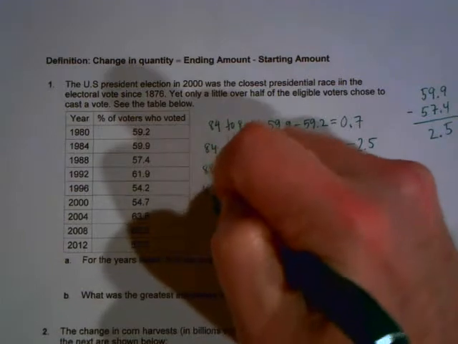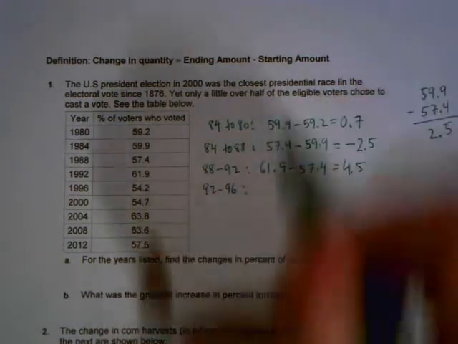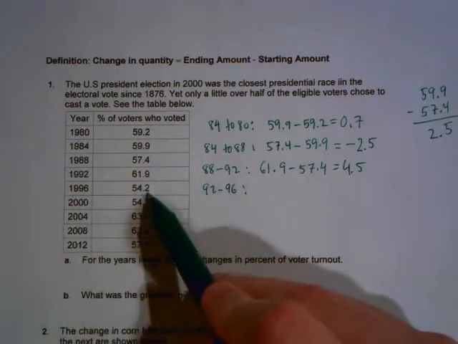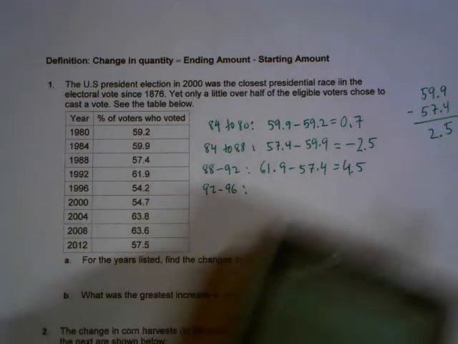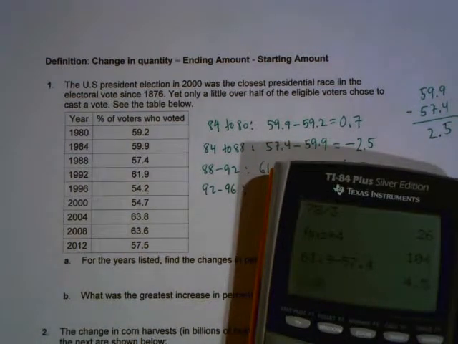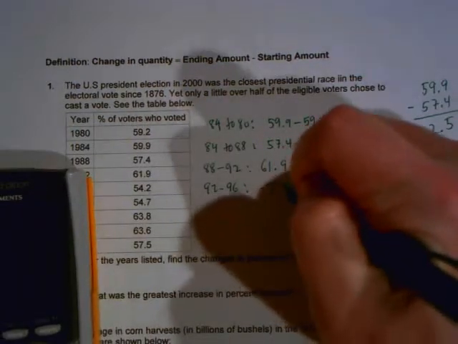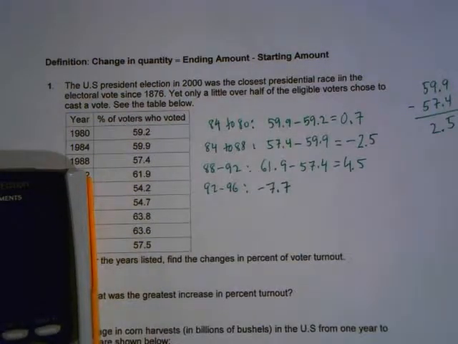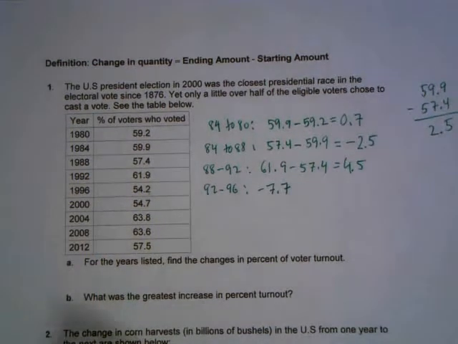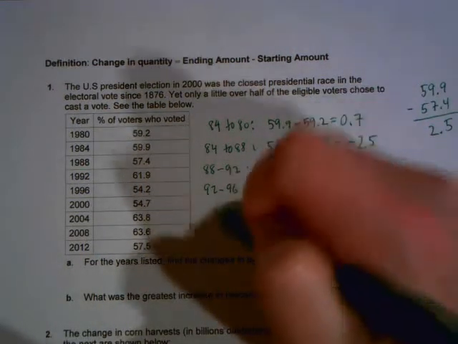92 to 96. I'm going to have 54.2 minus 61.9. 54.2 minus 61.9 minus 7.7. On a test, by the way, you will be allowed to have a calculator. You will be allowed to use it. So we might as well use it here a bit.